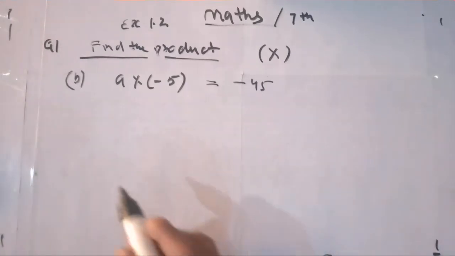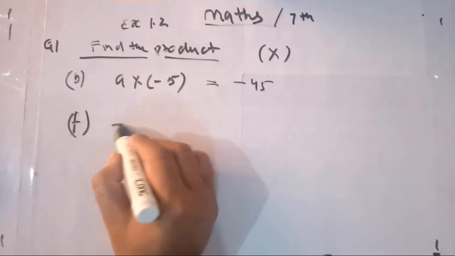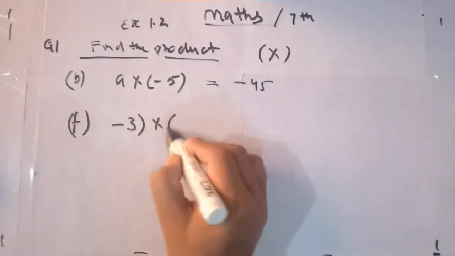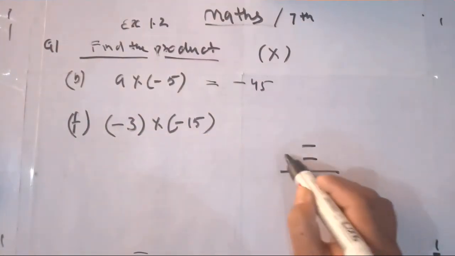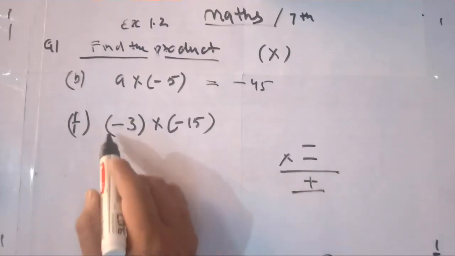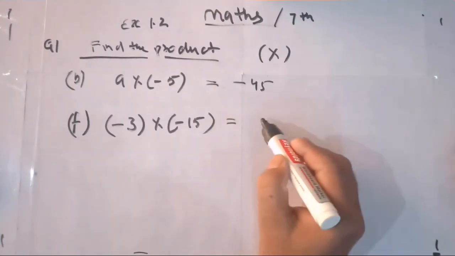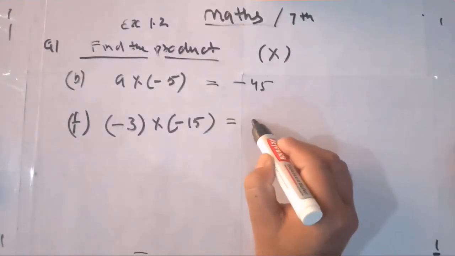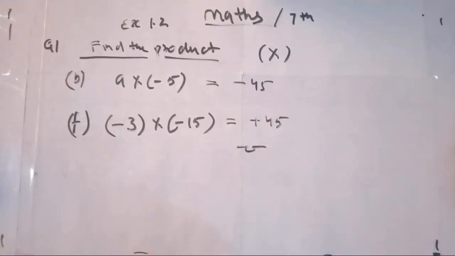One more part. Let this part be F, in F part minus 3 multiplied by minus 15. So both are negative, minus and minus. When we multiply these two, our answer is positive, right? So 15 3s are 45. So our answer is minus minus plus 45, right beta? So the first question is very simple. You need not apply any property. Now we will solve the next part.